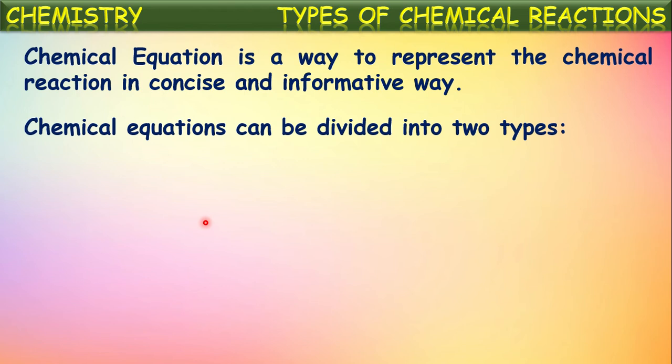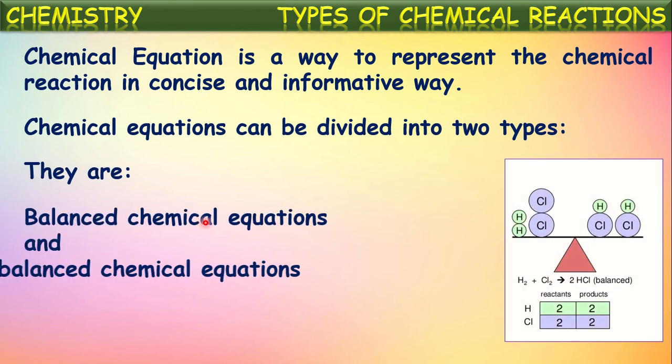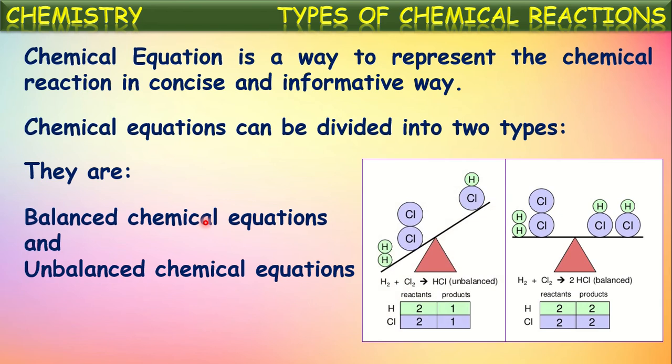These chemical equations can be divided into two types: balanced chemical equations and unbalanced chemical equations. In the chemical equation, as we said, the chemical formulae and symbols of the chemical substances participating and being formed are used. If they are balanced on both sides, then that equation is said to be a balanced chemical equation. If they are not balanced, then that is said to be an unbalanced chemical equation. Now let us see first about the balanced chemical equation in detail.